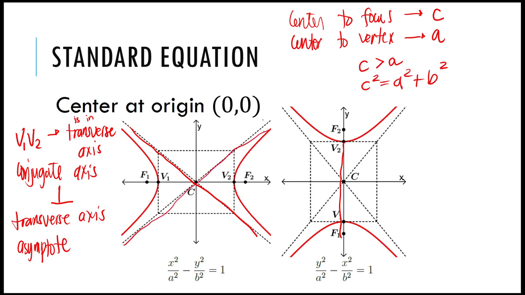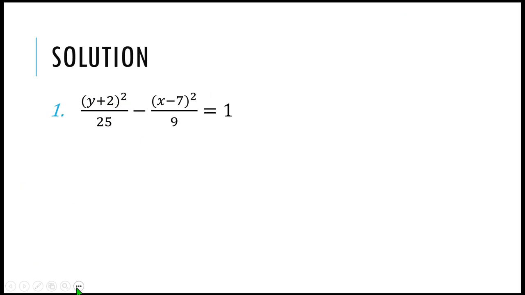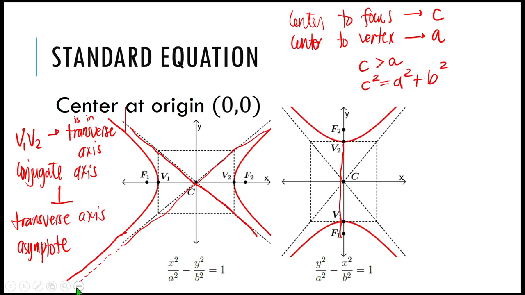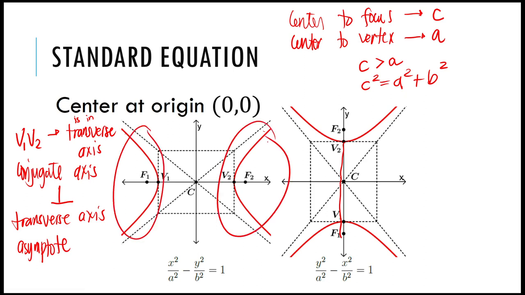Ibig sabihin, no matter how kahit extend natin itong hyperbola, kung nandito yung asymptote, hindi niya marireach. So, an asymptote is an imaginary line or a line na kailanman hindi marireach ng hyperbola. So, para siyang hangganan, kumbaga, para hindi magtagpo itong dalawang parts ng hyperbola.